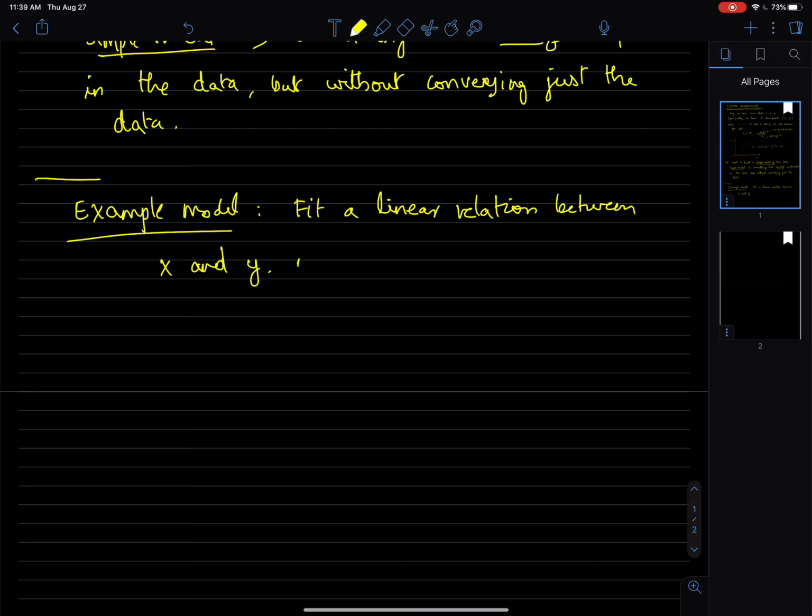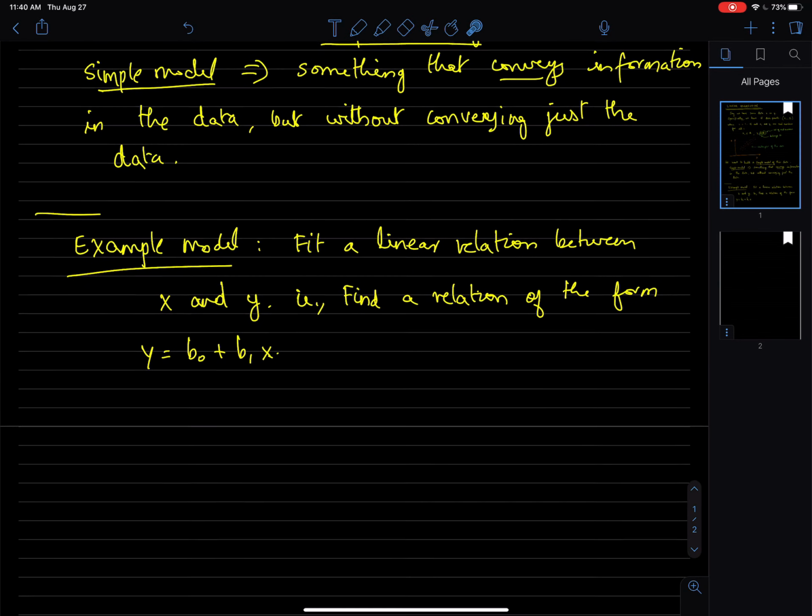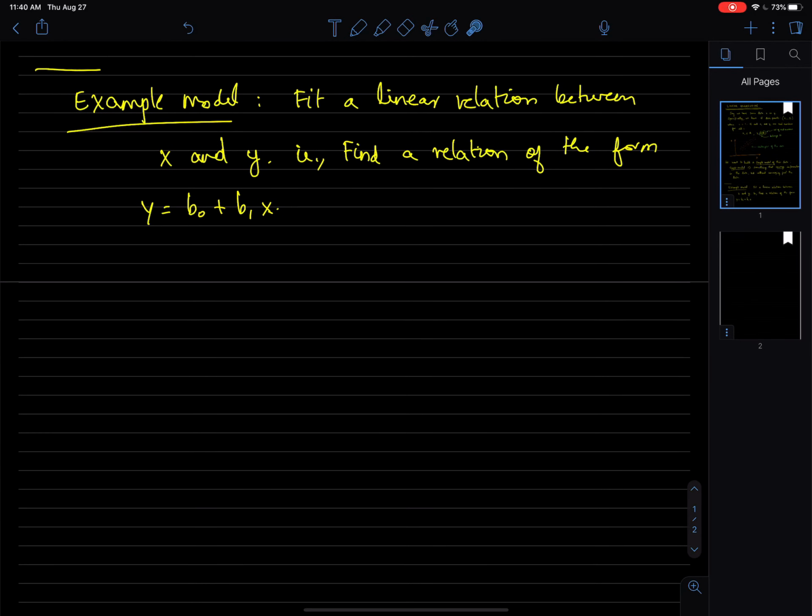In other words, find a relation of the form y equals b naught plus b1x. Okay. In other words, if you're given a value of x, the prediction for y is b naught plus b1x, where b naught and b1 also belong to the set of real numbers. Okay, they're constants.